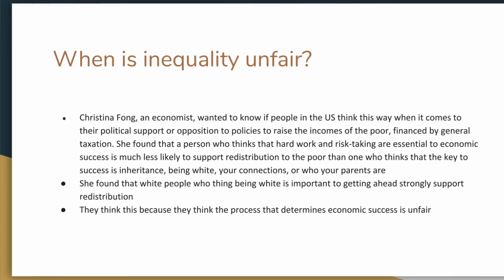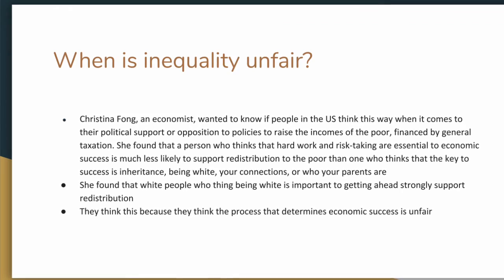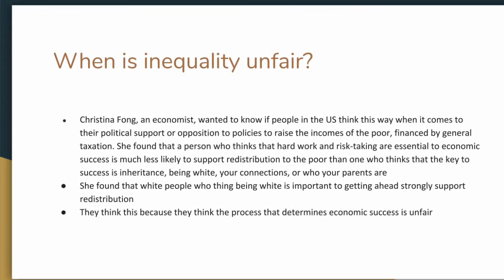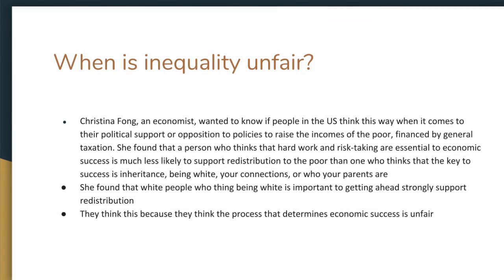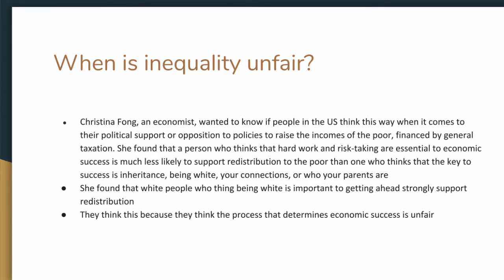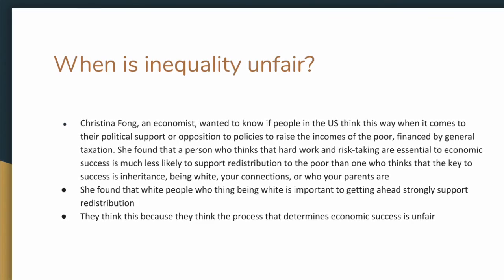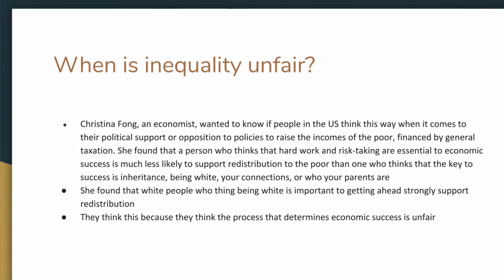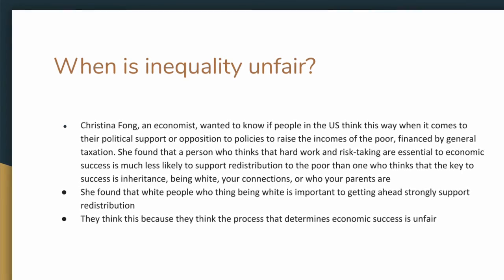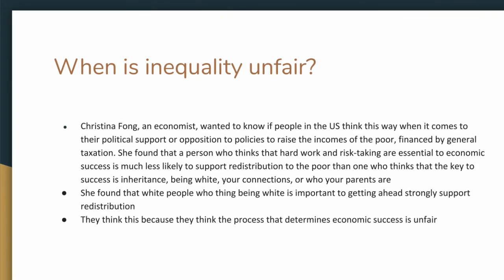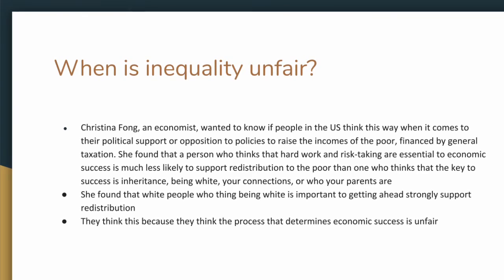She found that white people who think being white is important to getting ahead strongly support redistribution. They think this because the process that determines economic success is unfair. So basically what she's saying is she did almost like a survey to see where you fell on the spectrum of hard work or risk-taking, or inheritance, being white, and such. Her finding was that people who thought that being white was important to getting ahead strongly support redistribution. Her statements are correct, they followed along the survey, and her survey seemed to work out pretty well. And you'll be able to see on the next slide the graph.